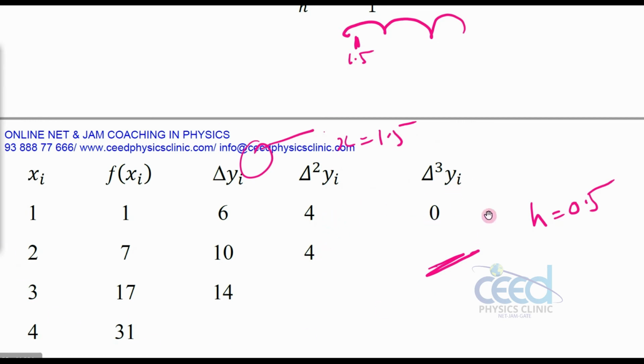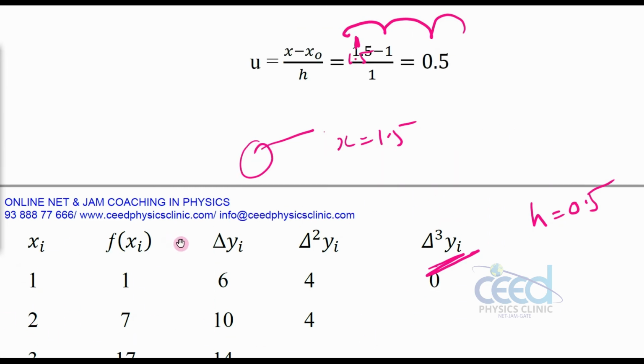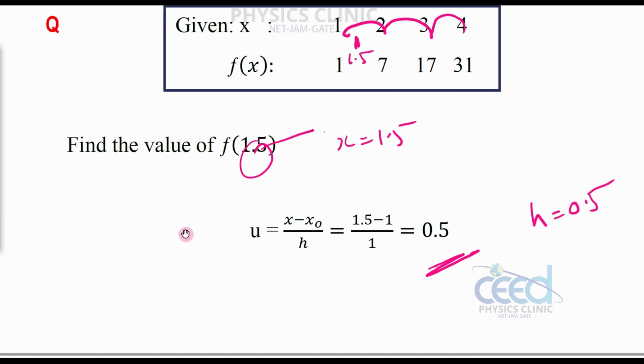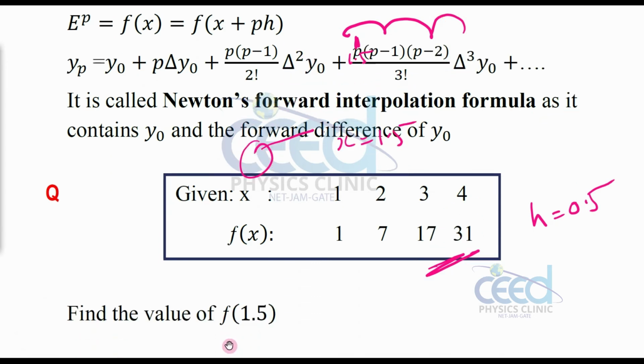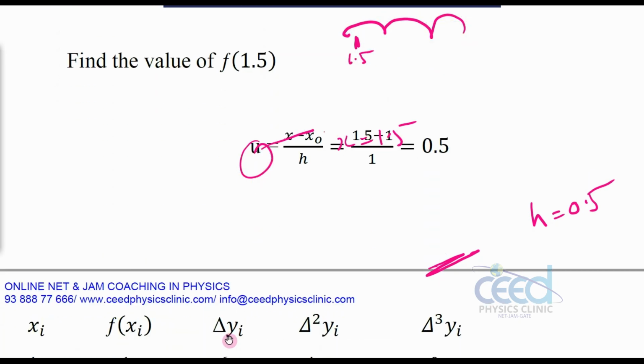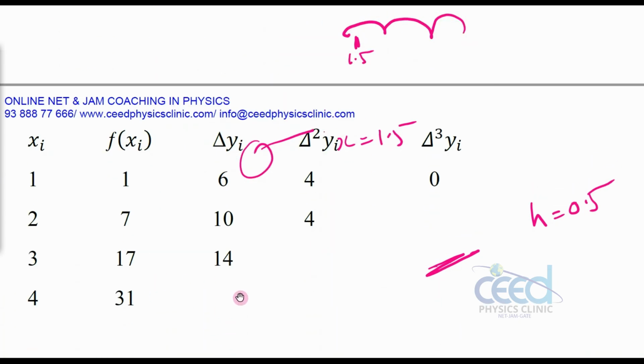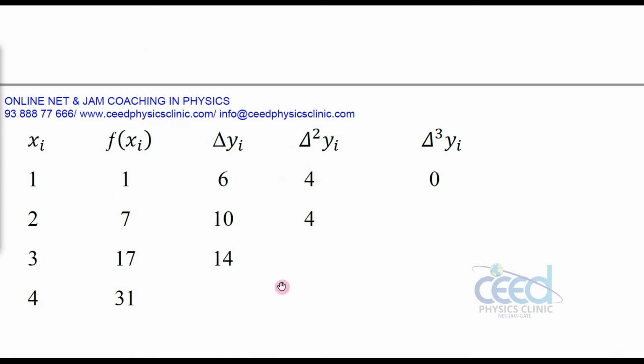So this is the method. This is a tabular representation to make it easier to get the terms involved in the Newton forward interpolation formula: del y0, del square y0, del cube y0. Hope you understand this table well, and then we can proceed to the calculation.